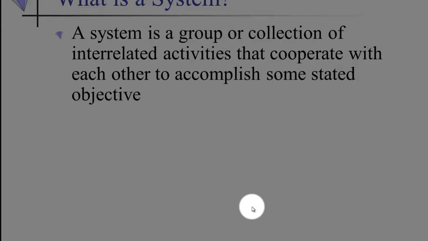Now let's change it around a little bit more. A system is a group or collection of interrelated activities that must cooperate with each other efficiently in order to accomplish some stated objective. That adds another dimension to things, doesn't it? So more on that a little bit later.